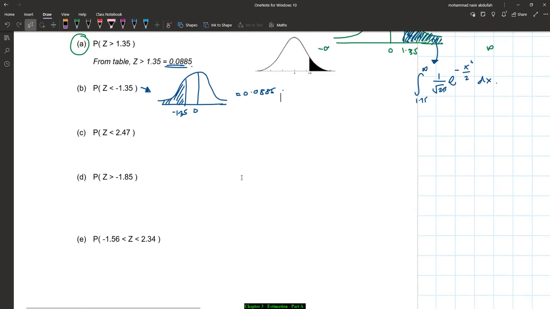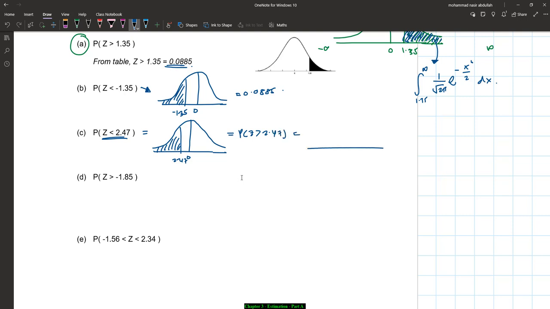Now this one is probability of z less than 2.47. If we do it in the form of a curve, always draw a distribution curve so we can see. This is 2.47, and we want to find the area on the left hand side. As long as it doesn't cross zero, this is also equal to probability of z more than 2.47.